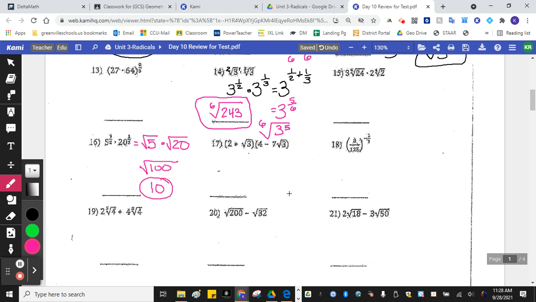17's distributing, FOIL, whatever you want to call it. So 16 would just be 10.